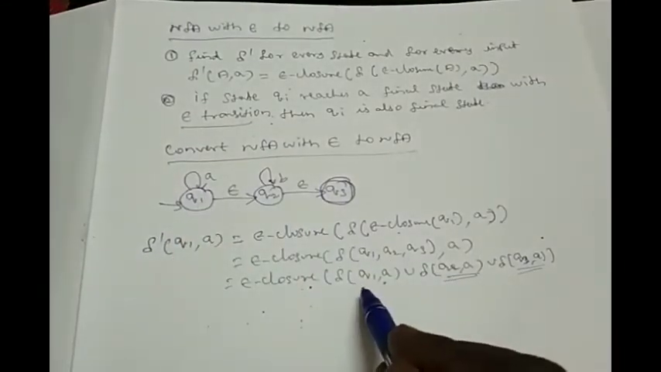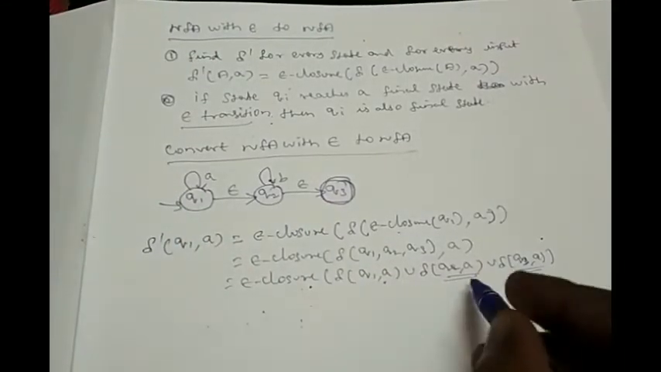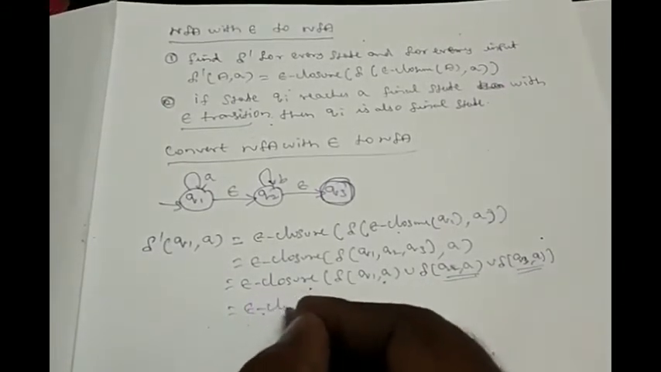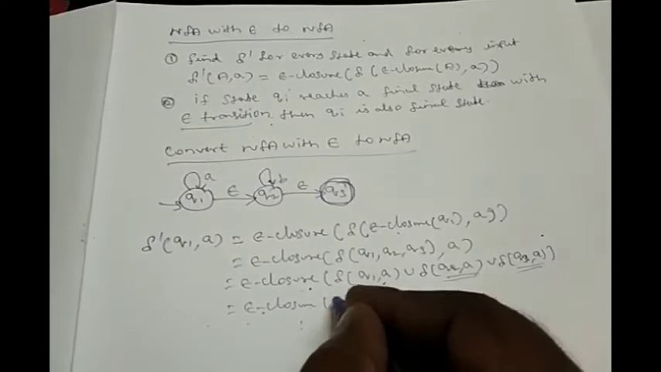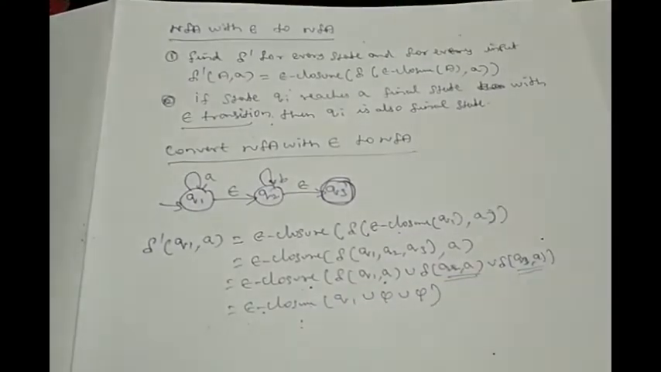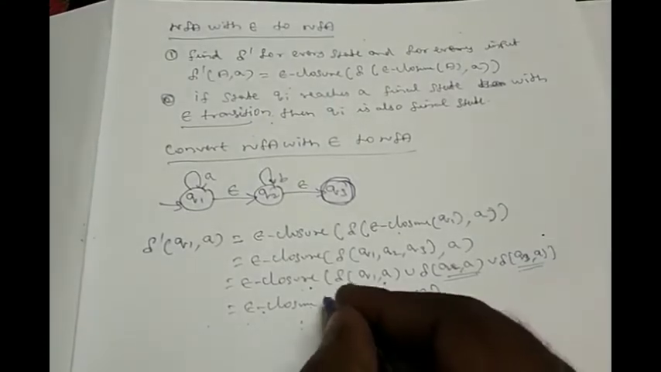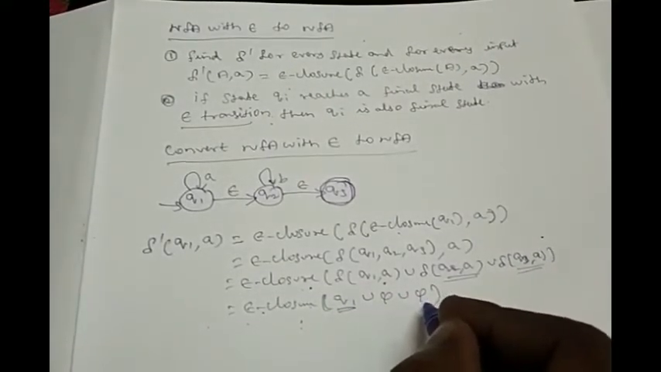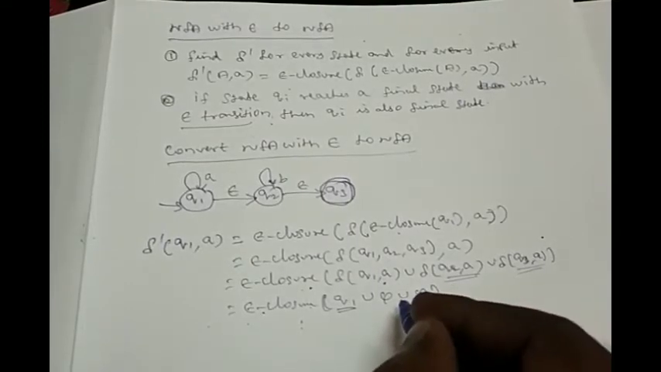So you will again get the answer called Q1. The rest of the two values, you will get phi here. So the answer is epsilon closure of Q1 union phi union phi. So you get Q1 as the answer, because phi and phi are negligible, so don't take them into consideration.